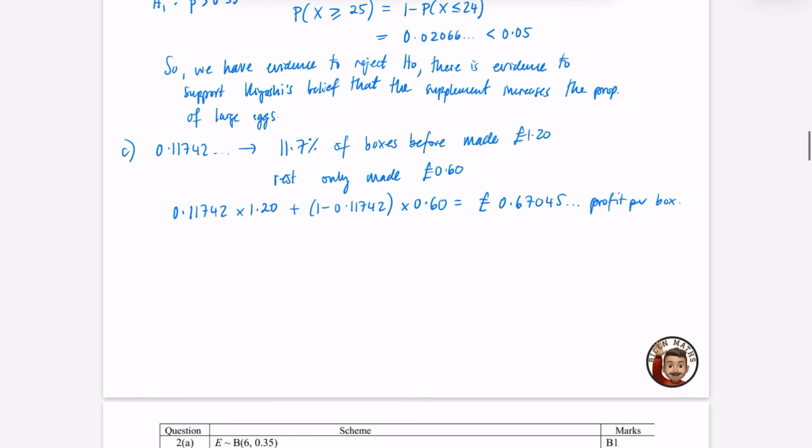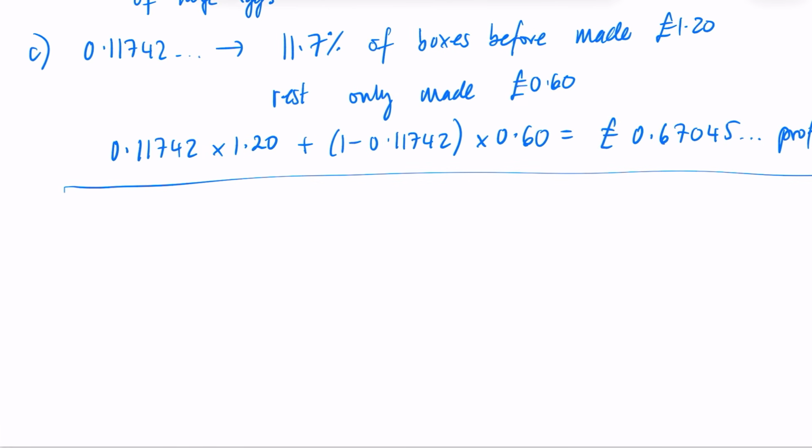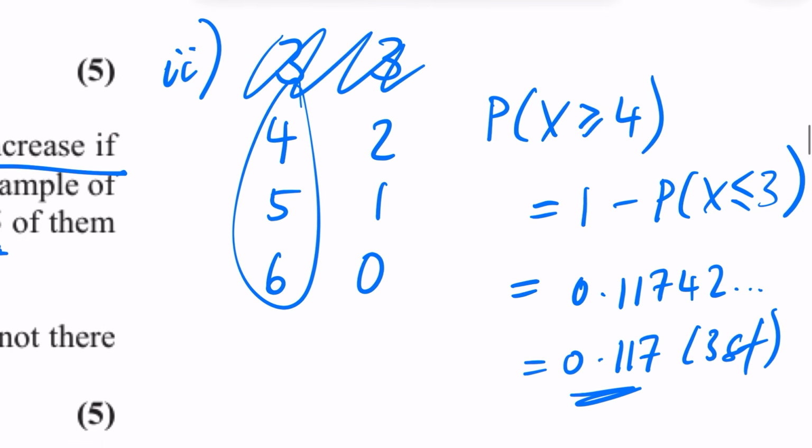Now I'm going to have to do the same calculations, but for after the supplement. We have that the distribution is binomial with 6 eggs and an increased proportion of them as large eggs, 45%. So we need to do that same calculation. What is the probability that there are more large eggs than small eggs? Earlier, x was greater than or equal to 4.